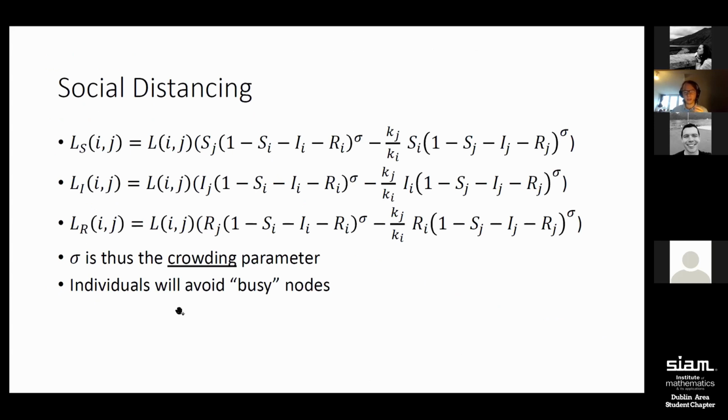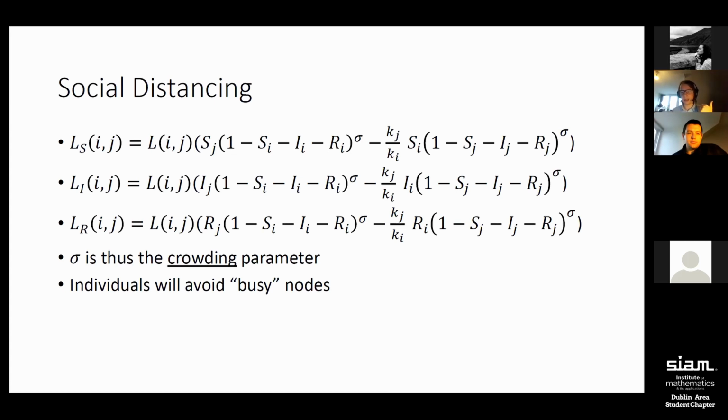So what we do is we modify our Laplacians. We take the usual original random walk Laplacian, and now we add these extra terms in. I'm not sure if you guys can see my mouse moving around the screen, but it's the S_j times the (1 minus S_i minus I_i minus R_i) all to the power of sigma. So that's these terms here. And what's happening is that we're modeling the rate at which an individual is jumping from node j to node i. And this individual is looking at the amount of empty space there is in node i. And we raise that to the power of sigma.